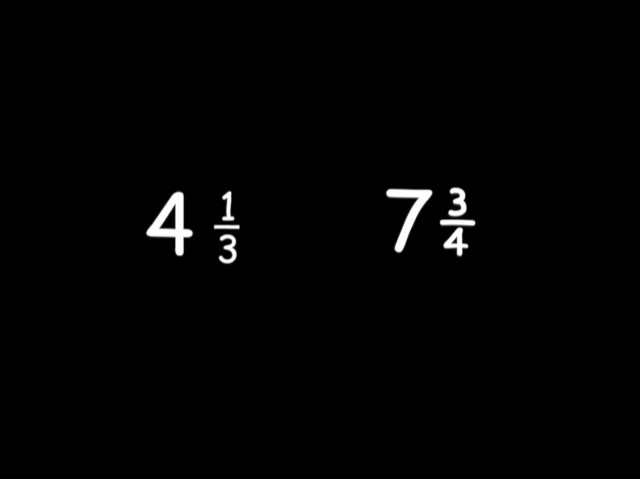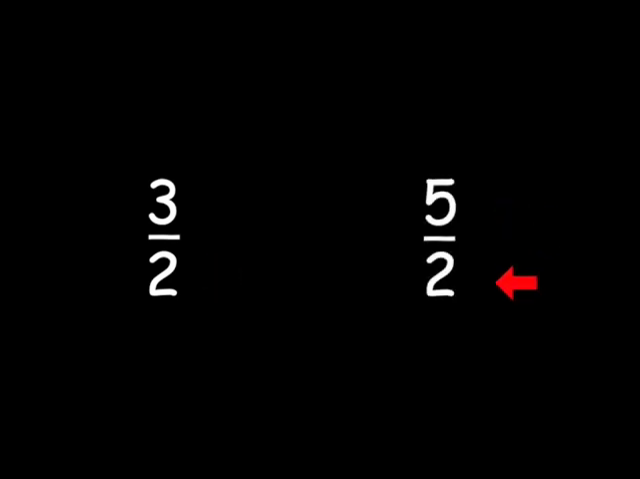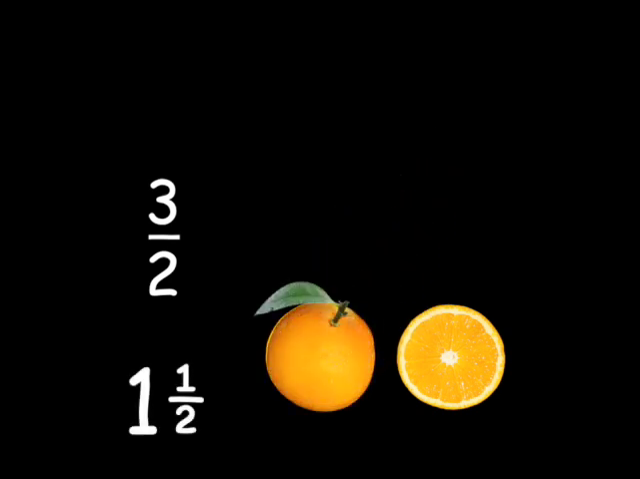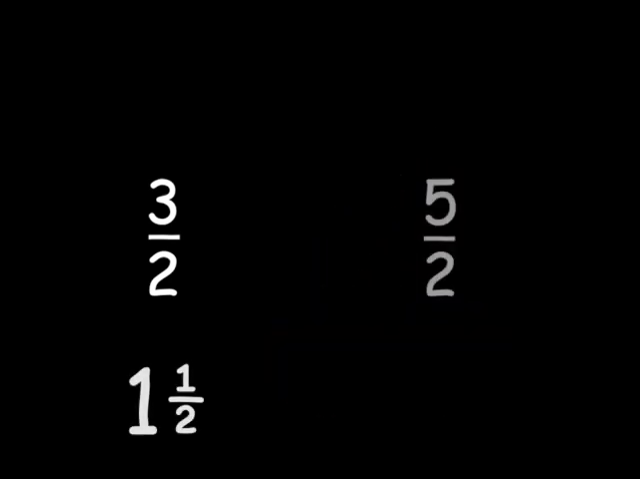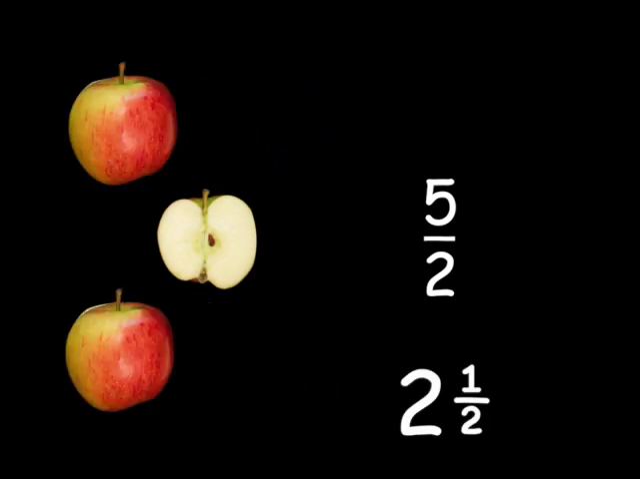These mixed numbers can also be thought of as top-heavy fractions, sometimes called improper fractions. In these, the top number of the fraction is bigger than the bottom number. For example, 3/2 or 5/2. 3/2 means 3 halves, so it's the same as 1½. 5/2 means 5 halves, so it's the same as 2½, as shown here.